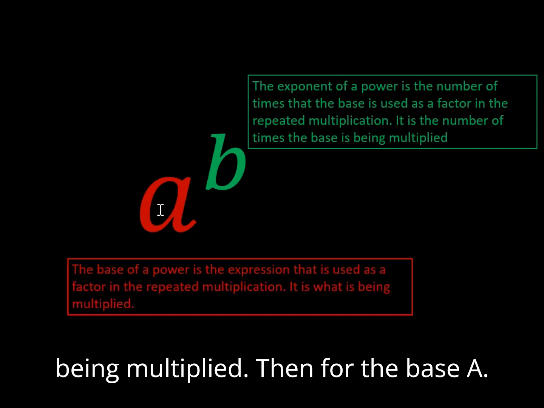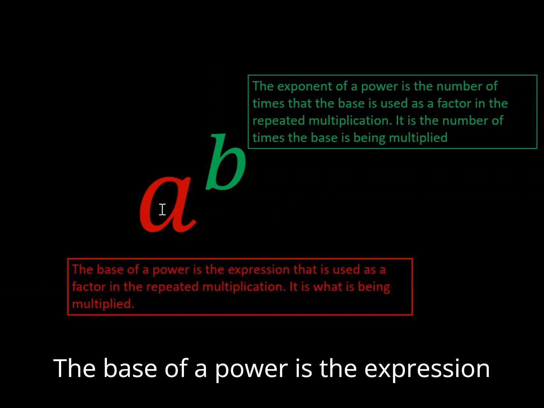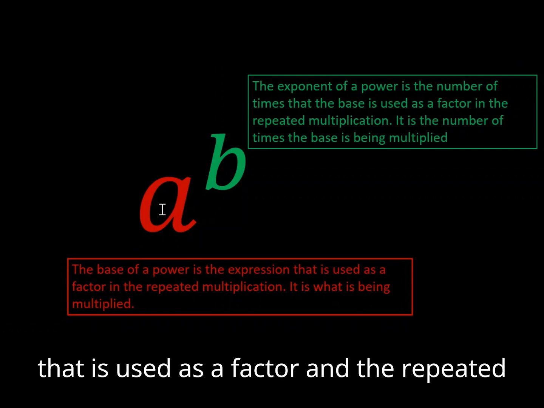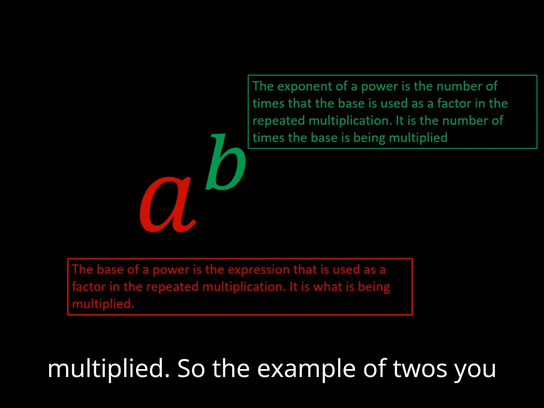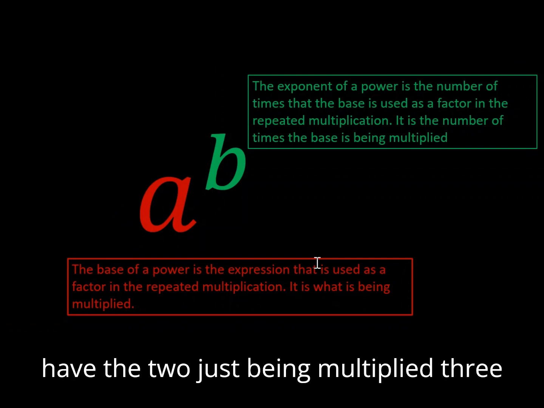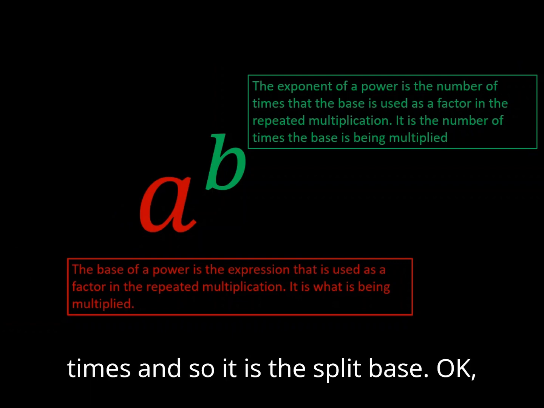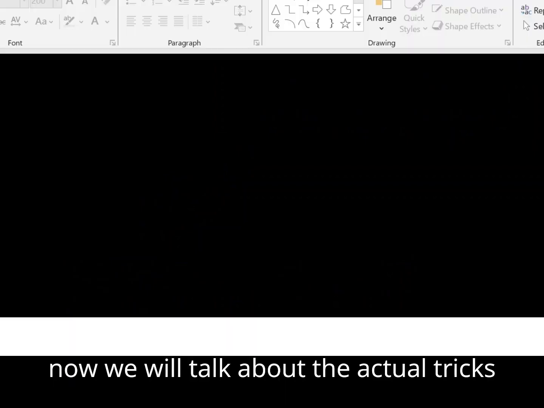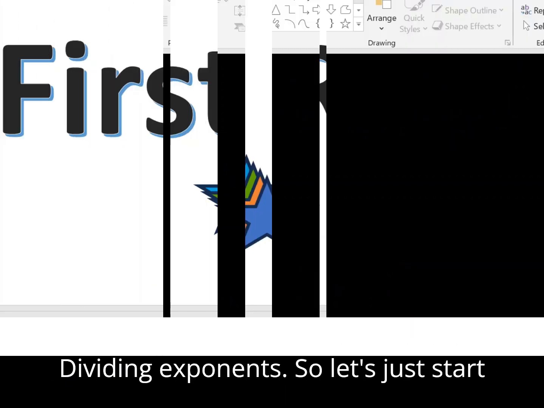Then for the base a, the base of a power is the expression that is used as a factor in repeated multiplication. It is what is being multiplied. So in our example of 2s, you have the 2 being multiplied 3 times, and so it is the base. Okay, now we will talk about the actual trick of multiplying and dividing exponents.